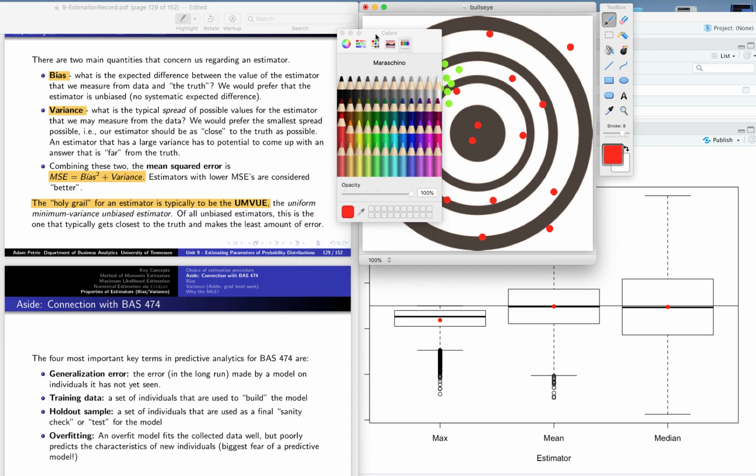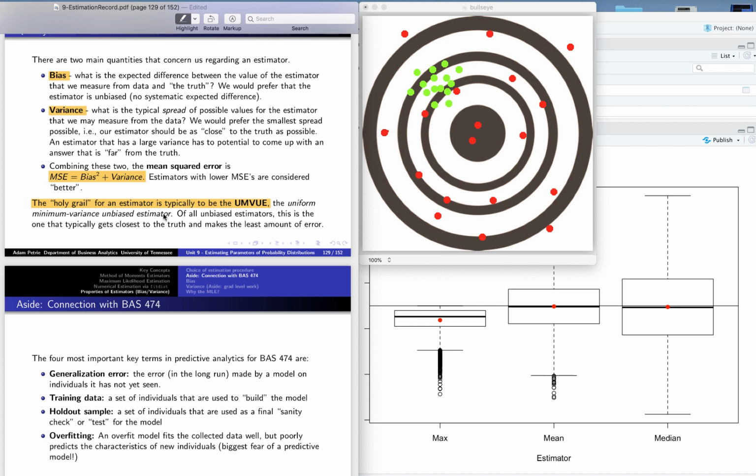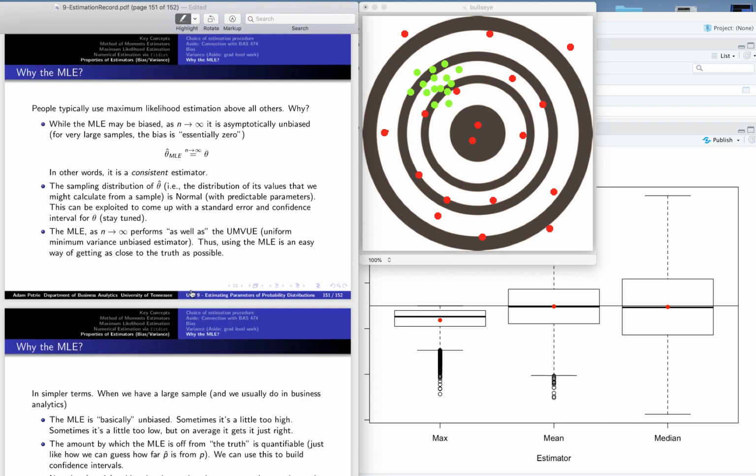And here is where the MLE really comes into play. So why do we prefer the MLE versus the method of moments estimator? Well, it turns out that for very large samples, it has some very advantageous properties that the method of moments estimator doesn't. So here's what we need to know about why we use the maximum likelihood estimator above all others most of the time, especially for large samples.